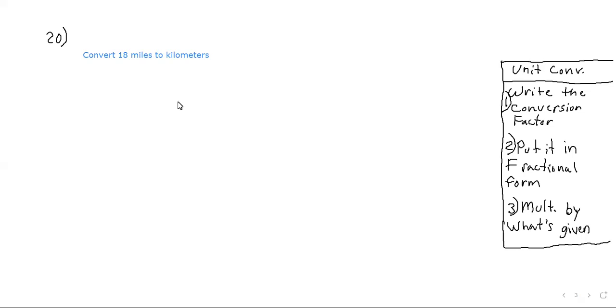So let's go ahead and get started. What they're asking us to do is convert 18 miles to kilometers. Well, let's practice our identification first. We know it's a word problem.